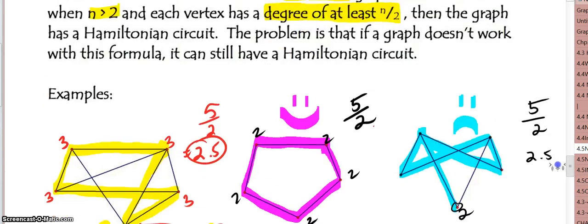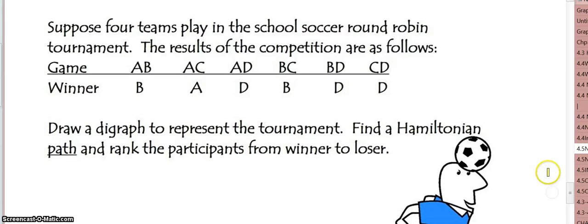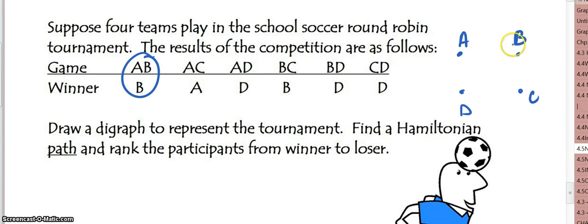And the final thing I'm going to talk about with section 4.5 is what a tournament is. A tournament will always be a complete graph. So what I'm going to do first is draw this graph right here. There's 4 teams in the tournament, teams A, B, C, and D. And one of the rules is that we always point at the loser. So when A played B, B won, so we're going to point at the loser. When A played C, A won, so that means C lost. When B played C, B won, so C lost. When B played D, D won, so B lost. And when C played D, D won, so C lost. And when A played D, D won, so A lost.